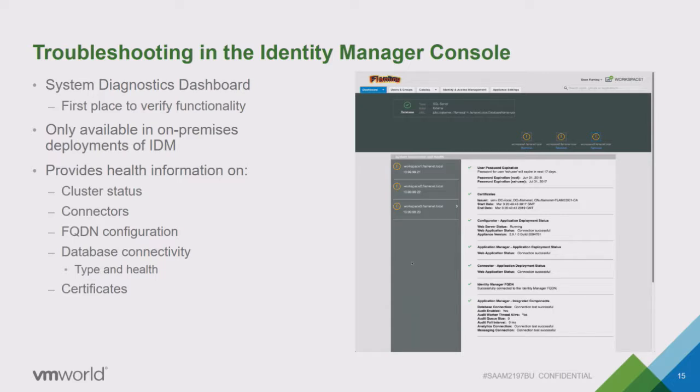So if you deploy it on-prem, you'll have this. This is your first point of call to go in and say, before I start even looking at logs, let's make sure that we have valid connectivity to every one of the components that are required to run Identity Manager: the database and the connectors and the certificate that we need for public access.